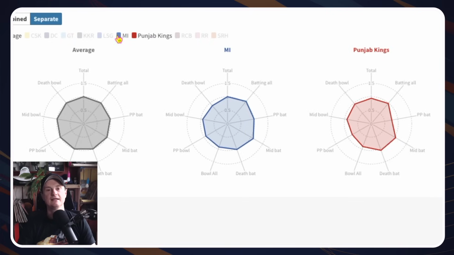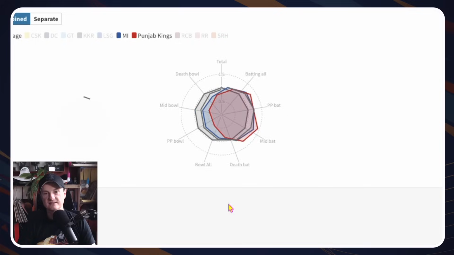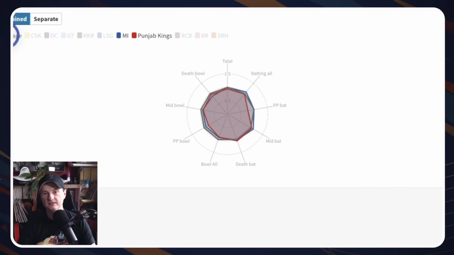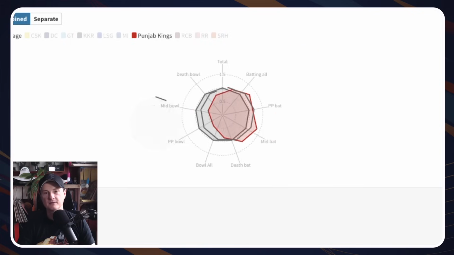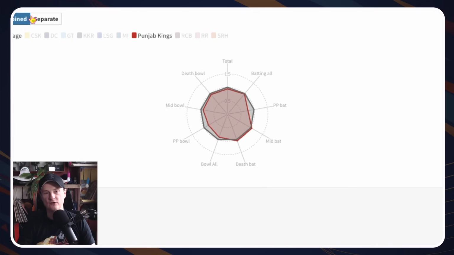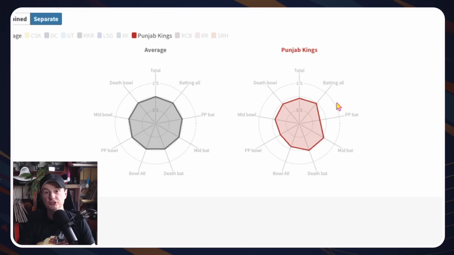Now let's have a look at the Punjab Kings, and let's just look at how similar they are to Mumbai, right? You can see there, they're just not quite as good at any of the things that Mumbai is actually good at. But let's get rid of Mumbai for a minute, because we don't actually need them there, and let's have a look at them just compared to average. Yeah, this is not ideal. Essentially, they have 2 huge issues here. They absolutely suck in power play batting, and they're a terrible bowling team.